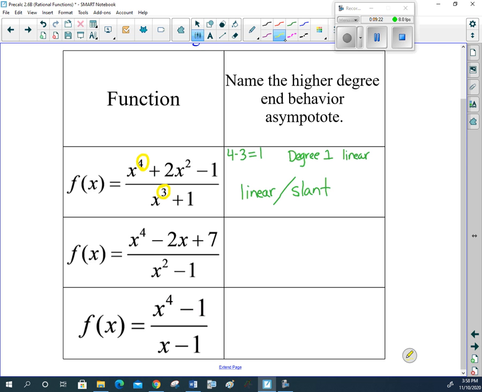If we look here at the second one, I've got a 4 in the numerator, a 2 in the denominator. 4 is bigger than 2. 4 minus 2 equals 2. So if it's a degree 2, then that's quadratic. They could call it a quadratic asymptote, or they might use the word parabolic to classify its shape. So either one of those words.